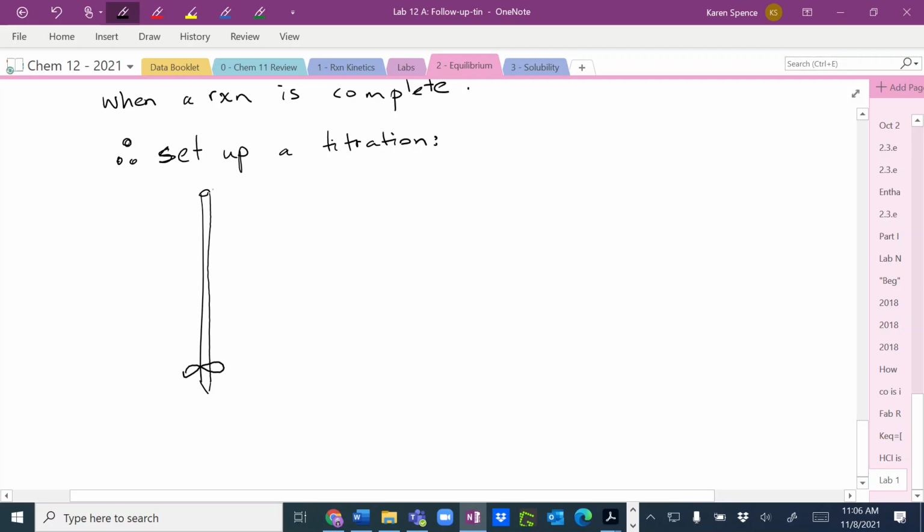I'm going to get super lazy. I'm not going to show the ring clamp and everything because that's just going to get messy, right? What is this thing called? That's a burette. And in our burette, we are going to put an SCN minus solution.